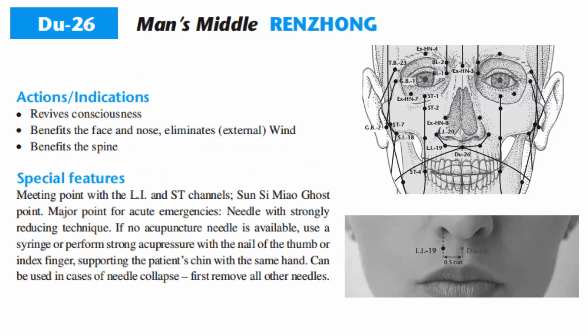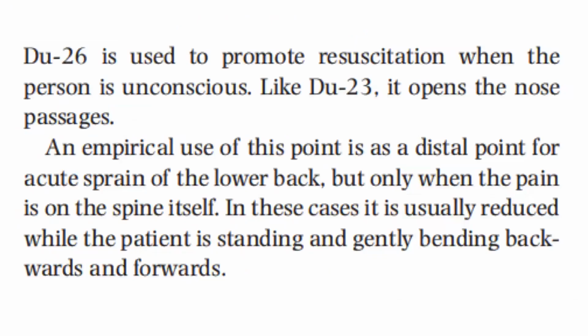Needle with strongly reducing technique. If no acupuncture needle is available, use a syringe or perform strong acupressure with the nail of the thumb or index finger, supporting the patient's chin with the same hand. Can be used in cases of needle collapse. First, remove all other needles.